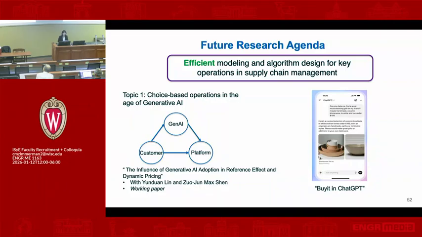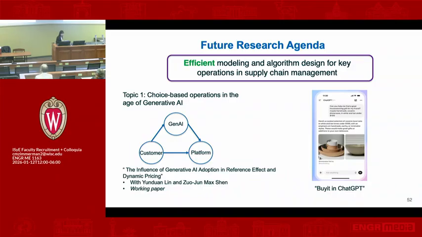So now I will talk about my future research agenda. I will be interested in efficient modeling and algorithm design for key operations in supply chain management. The first topic I'm interested in is choice-based operations in the age of generative AI. So now we, as customers, are actively interacting with ChatGPT or specific shopping assistants like Amazon Rufus. We are not just browsing the products as I assume in the two projects.